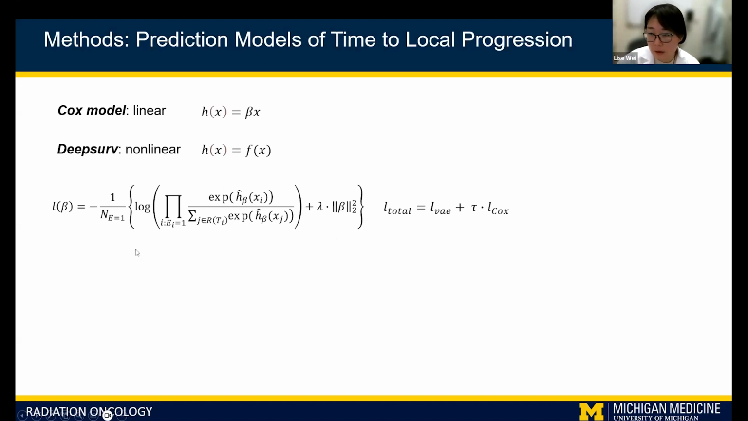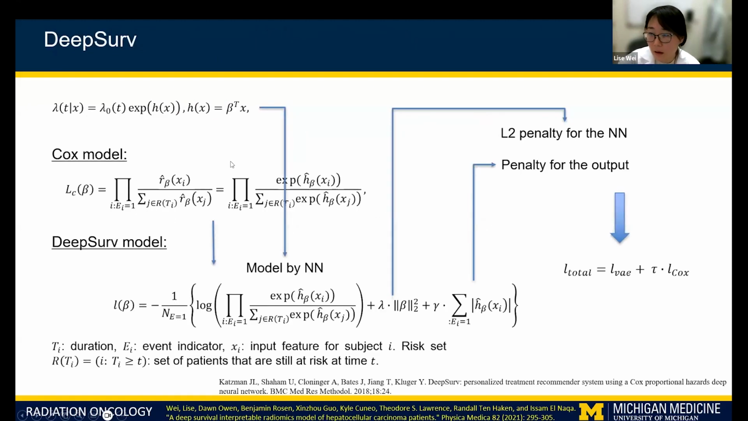This is the loss function, which for both the Cox and DeepSurv models is a partial log likelihood, and this is the hazard function. The final loss is the loss of the variational autoencoder plus the survival loss. Here are some more details: the Cox model has this partial likelihood as a loss function, and DeepSurv is the same thing, as you can see here, but it adds some regularization, the L2, and also on the output, to keep it from exploding after the training.